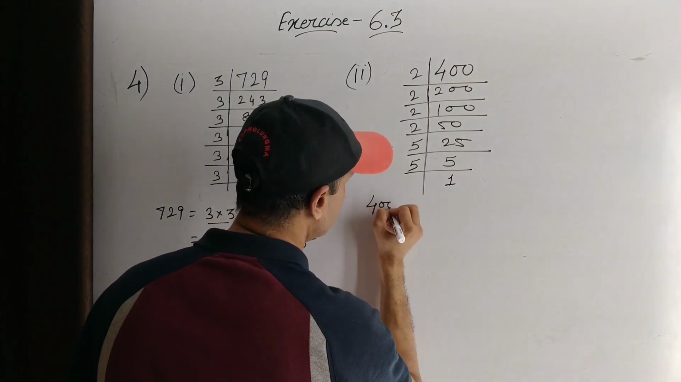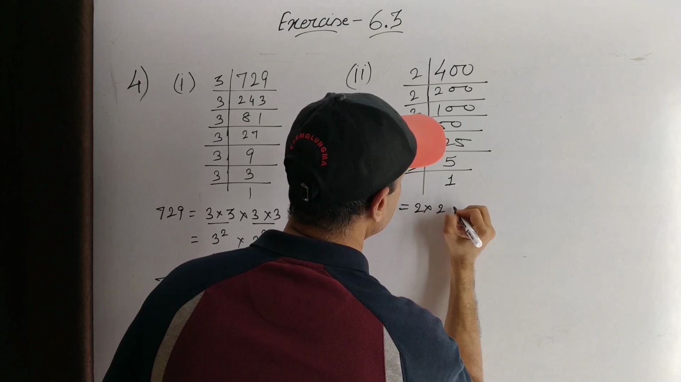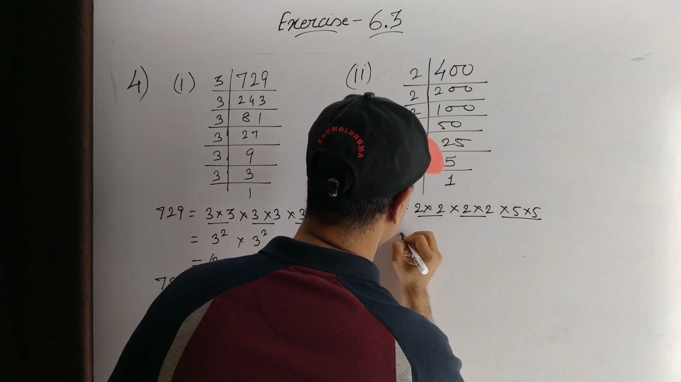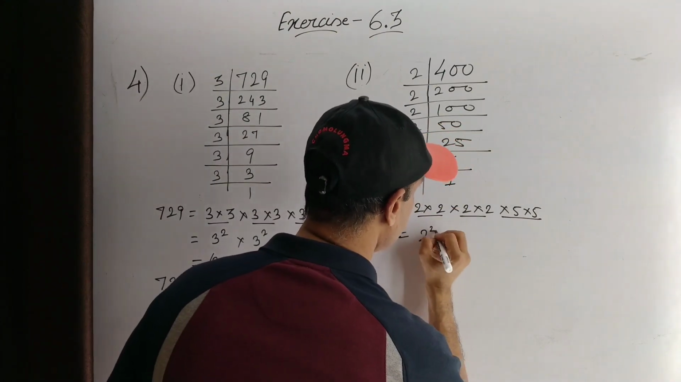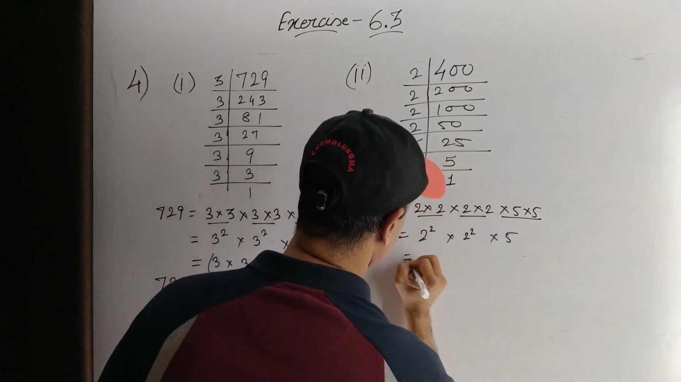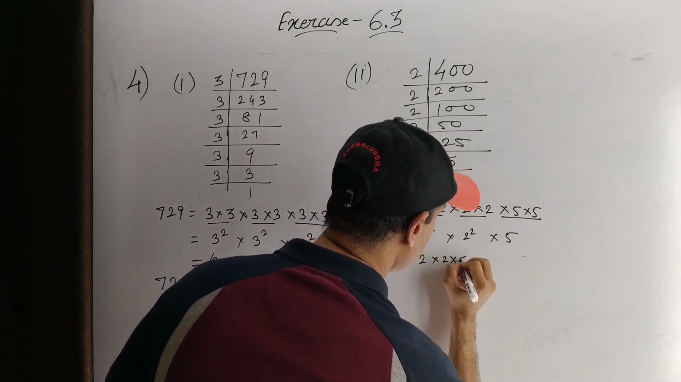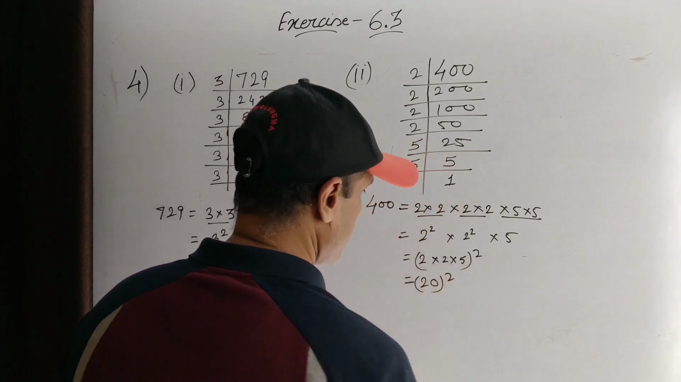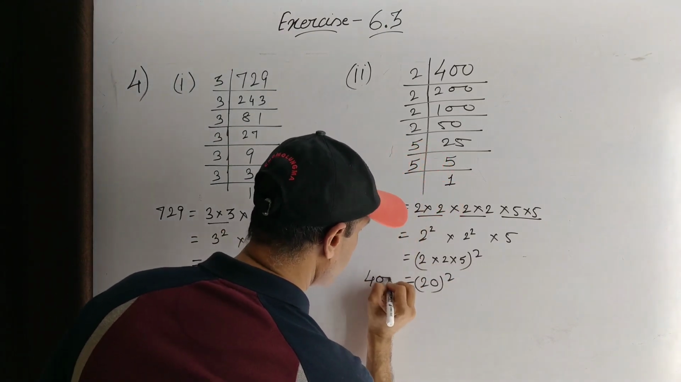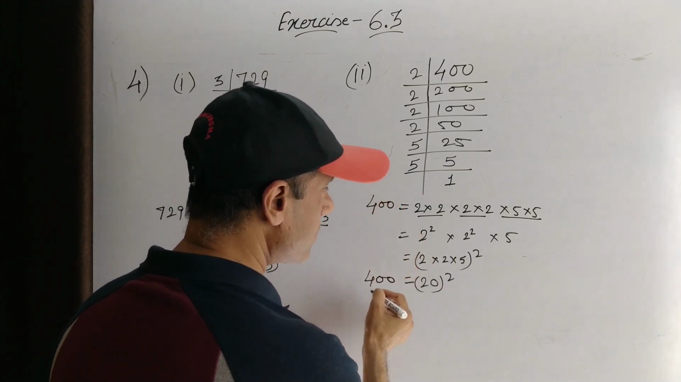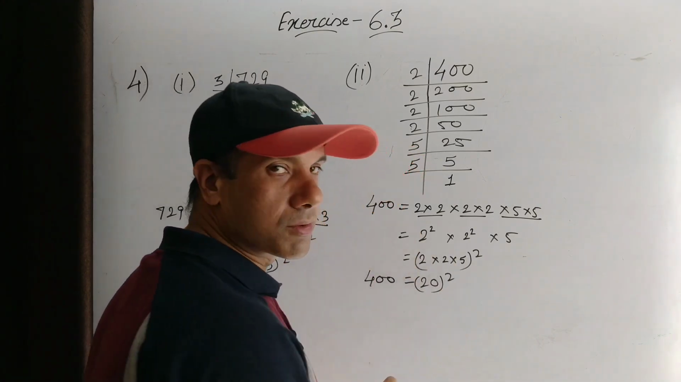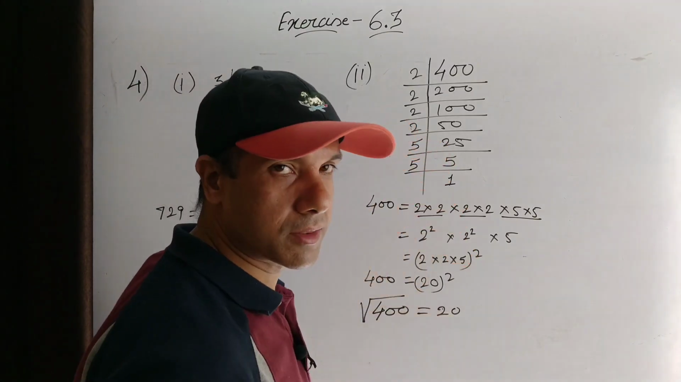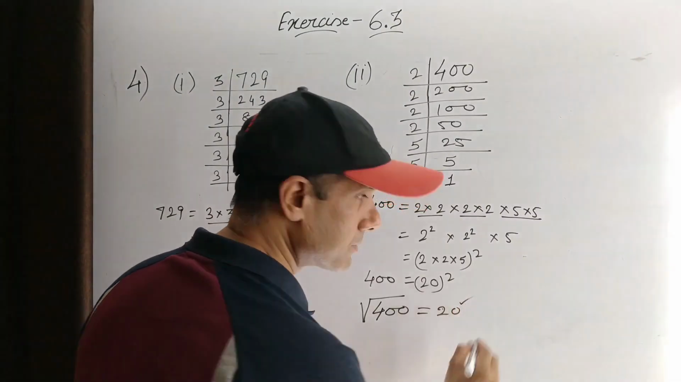So again we can write 400 is equal to 2 into 2 into 2 into 2 into 5 into 5. And they are all in pairs, so we convert them into small squares. So 2 square into 2 square into 5 square, and we write this as 2 into 2 into 5 whole square, and we get the value as 20 square. So 400 is equal to 20 square. Square moves to this side, and the operative inverse of square is square root, so square root of 400 is equal to 20. That is what has been asked in the question. Clear?